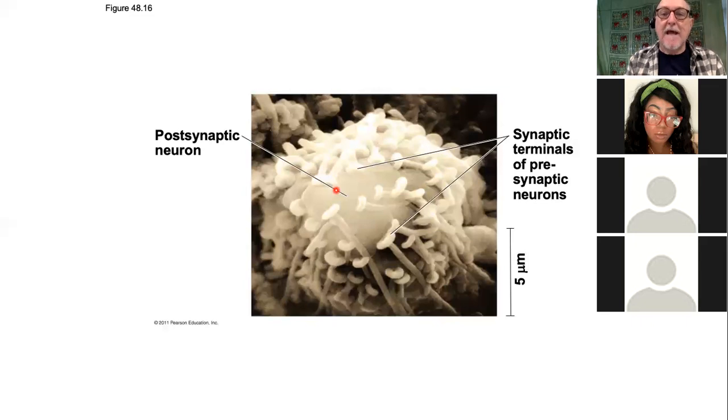Okay, so just keep this picture in mind. Underneath here, there's a cell body impacted on by many, many different axon terminals from many different nerves of different kinds. This cell body is in itself acting as an integration center.